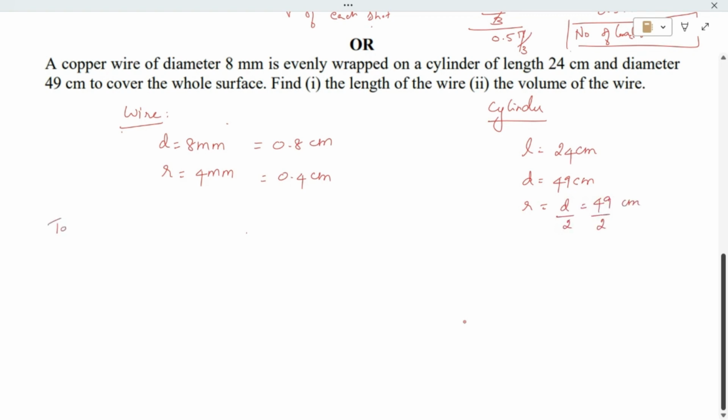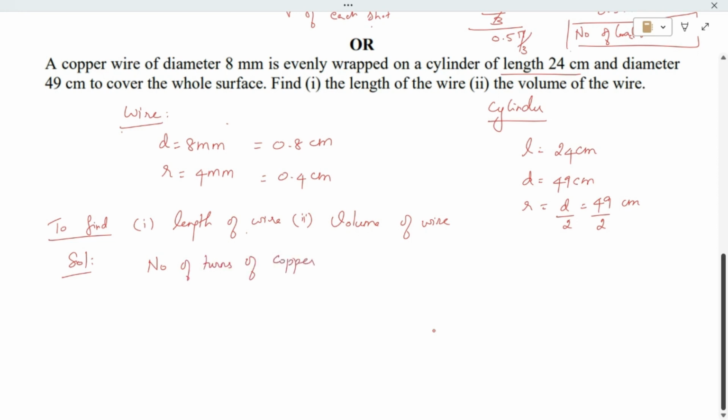So what am I supposed to find? I have to find two subdivisions. One, the length of the wire, and two, the volume of the wire. So in order to find the length of the wire, first I need to find how many turns it has wrapped on the cylinder of length 24 centimeter, isn't it? So the number of turns of copper wire wrapped on a cylinder, that I have to find.